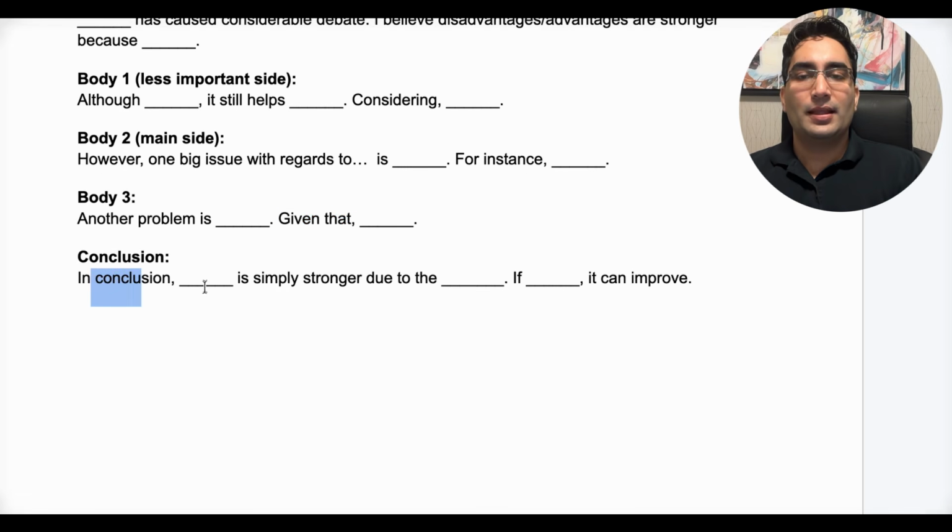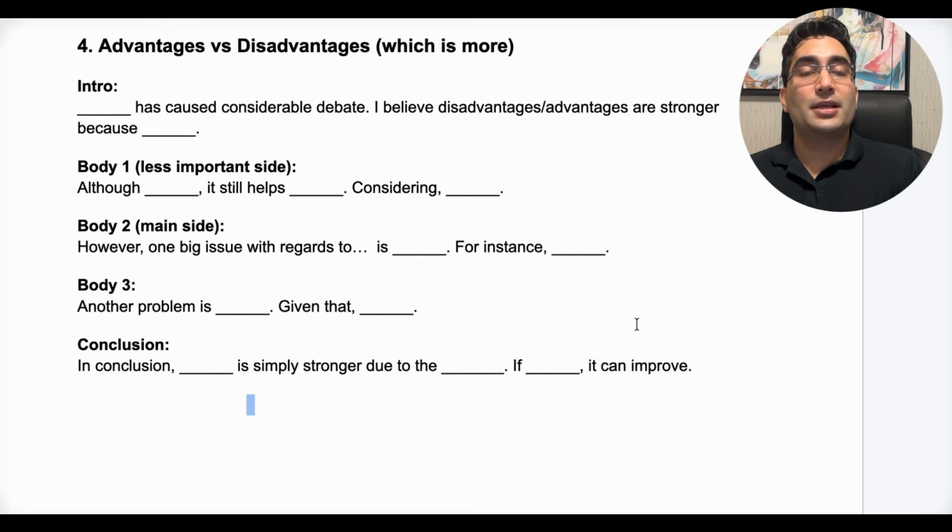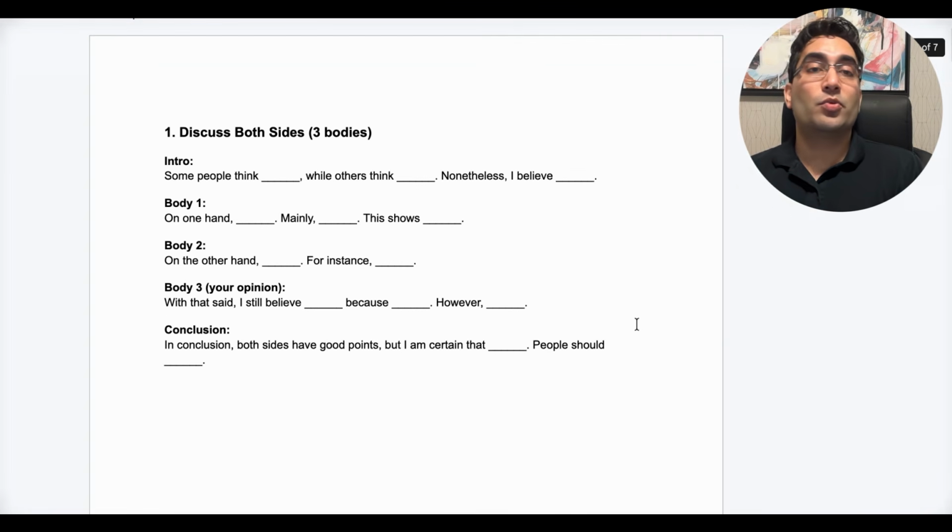In conclusion, something, whatever the opinion is simply stronger. So my opinion regarding deforestation having more cons is simply stronger due to the fact that it leads to whatever. This is you basically rephrasing your opinion in a fancy way. And then your conclusion. If the world's governments or people start to do this, it can help us improve this. That wraps up the 4th question, but we got 3 more to go. Those are the descriptive questions.